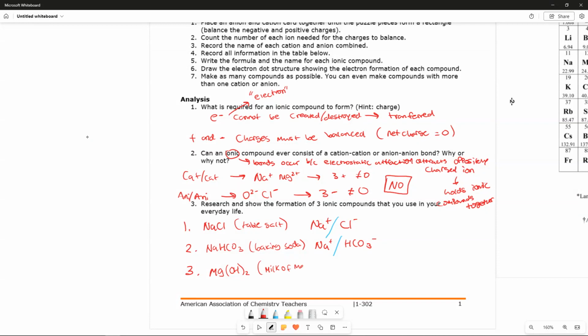of magnesia. And you're probably like, what in the world is that? But this helps treat constipation, and it works as an antacid as well. We have Mg here, and we know that hydroxide is a polyatomic ion, so we have 2 OH minuses. And so these are 3 ionic compounds that you use in your everyday life. And we know they're ionic because why? We have a metal, sodium, sodium, and magnesium.